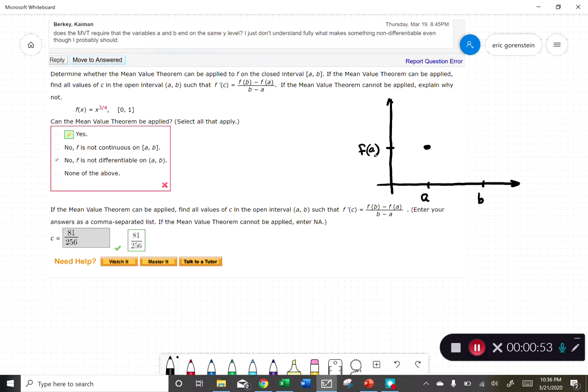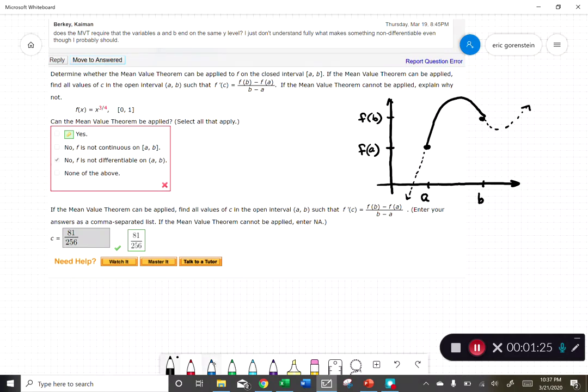So the short answer is no. The mean value theorem does not require the y values f of a and f of b to be on the same y level. So maybe this is f of b. And so there's some function that goes through these two points, and it probably keeps going this way, and maybe keeps going this way.